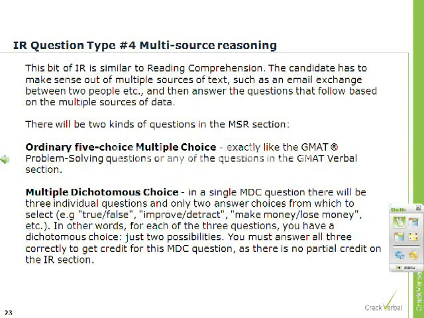Yeah, and IR basically covers everything in GMAT. Start from critical reasoning, okay, there is no sentence correction, don't worry. But critical reasoning is there. Now multi-source RC type of questions are there. Yeah, I'm coming to that.